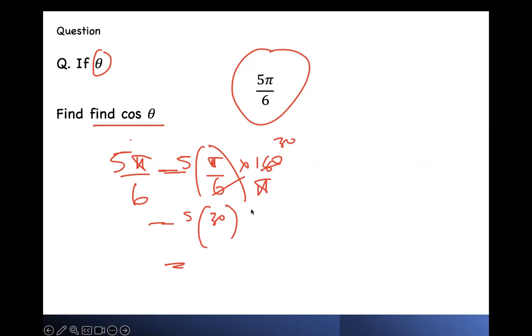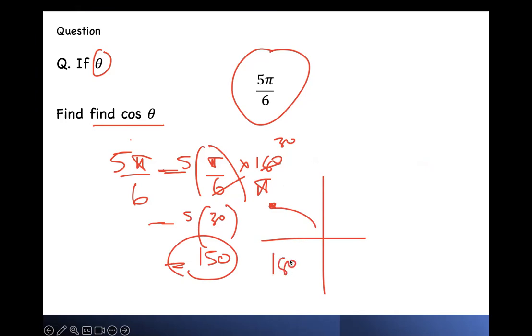The same thing. So you can master them. Therefore, if this is 30, this is what? 150. That's the angle. That angle is in the second quadrant here. Your reference angle is going to be 180 minus 150. And that is what? 30 degrees, right? 30 degrees is our answer.